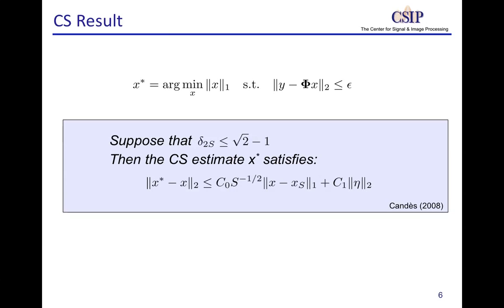So this is the difference between the ground truth and our estimate, and it's some weighted sum that depends only on the norm of x minus xs, where xs is the best S-term approximation to the true signal, and this noise term eta. So notice in particular that if there's no noise, and if your signal is exactly S sparse, then this result guarantees that you will perfectly recover your signal.